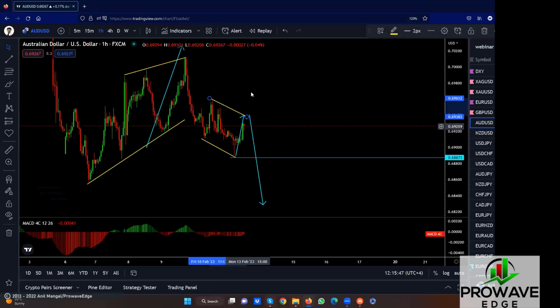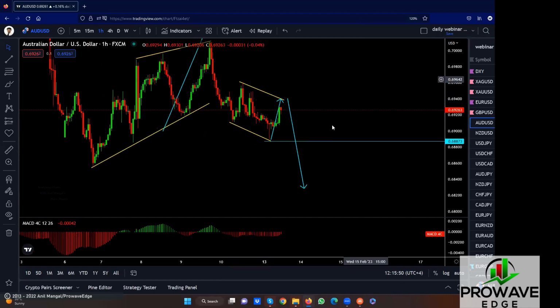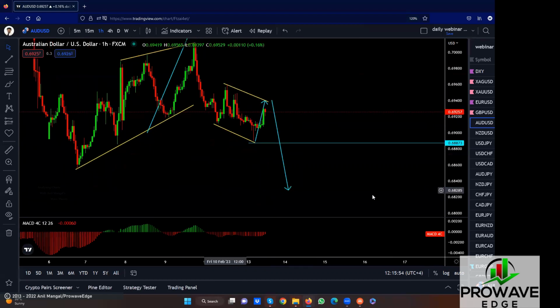We're looking for a sell setup. If it goes more, we don't have a trade anymore. We'll wait for the sell setup, put an entry here, put a stop here. We're looking for that trade downwards. So this would be a sell setup.